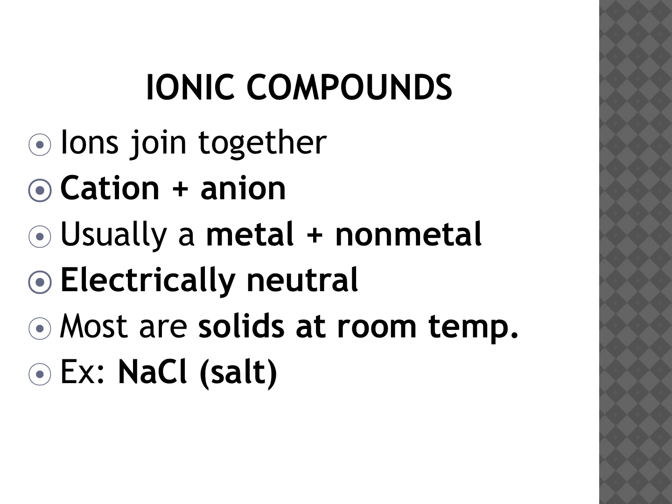Next we have ionic compounds. In the word ionic, do you see ion? So ionic compounds are made up of ions, and it's always a cation plus an anion. Always, always, always. What kind of charge does a cation have? Positive. What kind of charge does an anion have? What do opposite charges do?